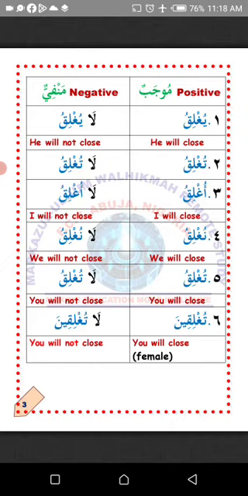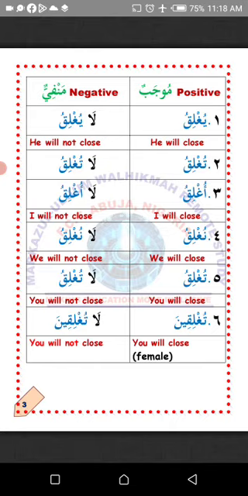Ithnan, number two, tugliku, she will close. La tugliku, she will not close. Thalatha, number three, ugliku, I will close. La ugliku, I will not close. Arba'a, number four, nugliku, we will close. La nugliku, we will not close. Khamsa, number five, tugliku, you will close, talking to a single male person. La tugliku, you will not close.